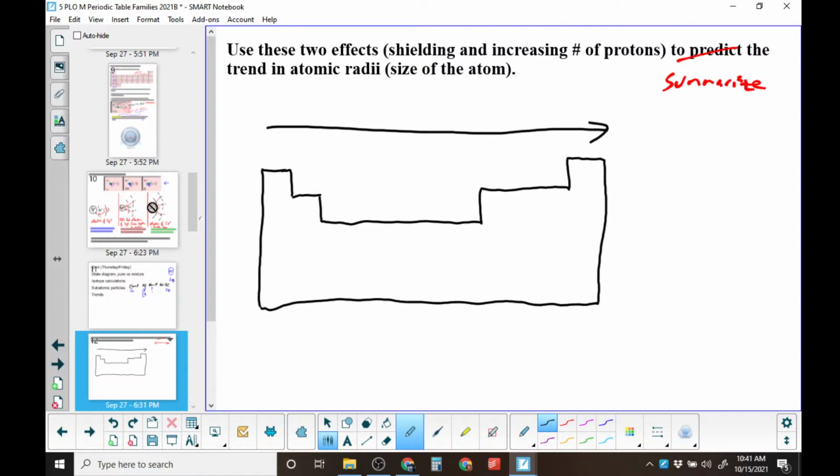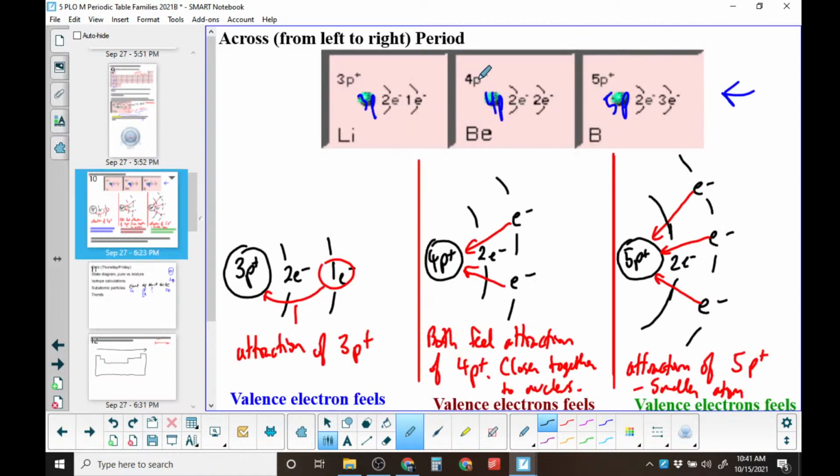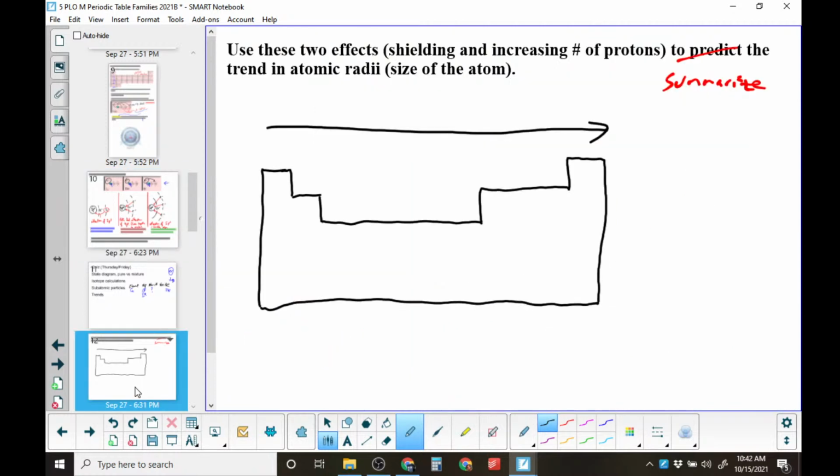So I'm going to go back to this trend. What happens as you go across the periodic table in terms of the charge? It goes up. What happens to the attraction to the outermost electrons when it goes up? Increases. What will that do to the size as you increase the attraction? Make it smaller. So radii, which is the fancy word for atomic size.